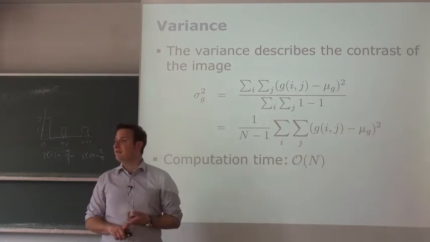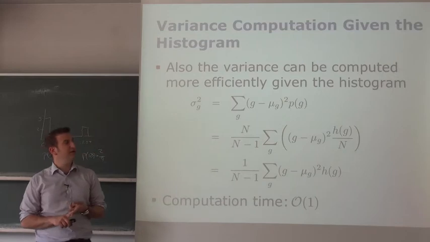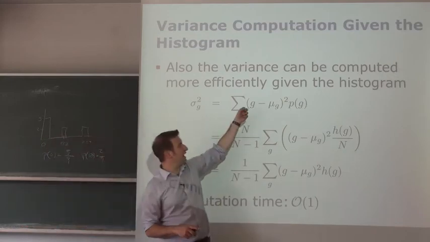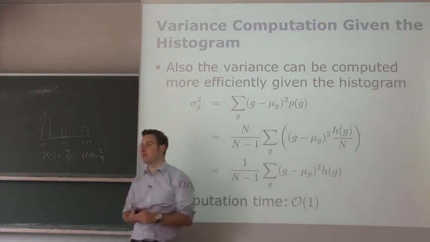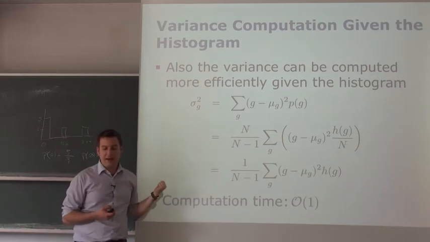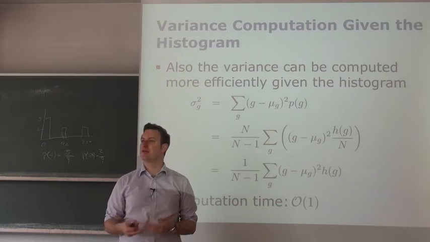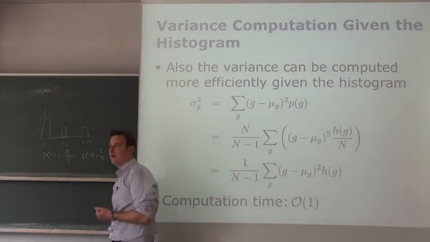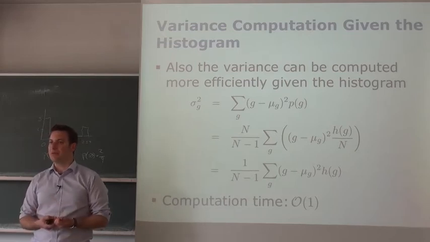And again, if I have the histogram given, I can do exactly the same trick as I did before. I just compute for every gray value the deviation from the mean squared times the probability that this occurs, which I have from the histogram, and then I end up with a constant time algorithm again. So mean and variance I can compute in constant time given I have the histogram, and if I don't have the histogram, it's a linear time operation.